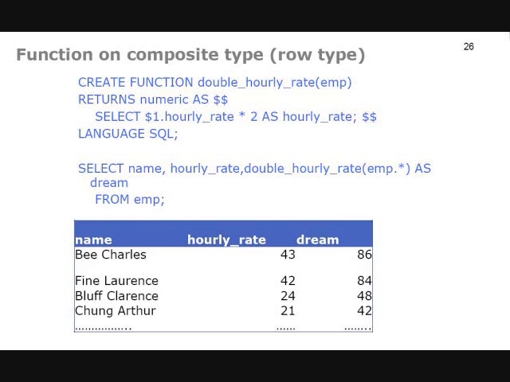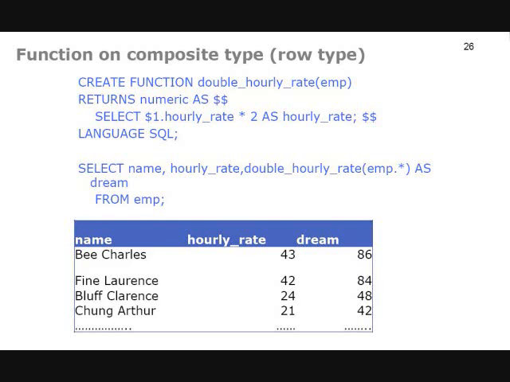So, what about if, instead of returning just a number, I want to return a composite type, like a row type, so I have more than one value in my return. So what about if I have a function which is called create function, or it could be create or replace function, double hourly rate from the table emp.